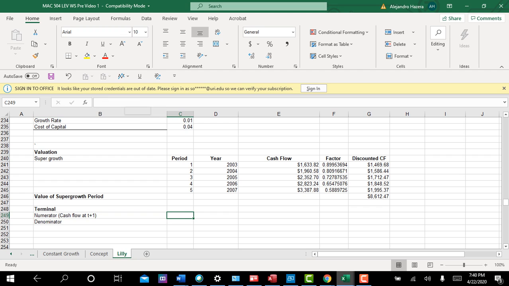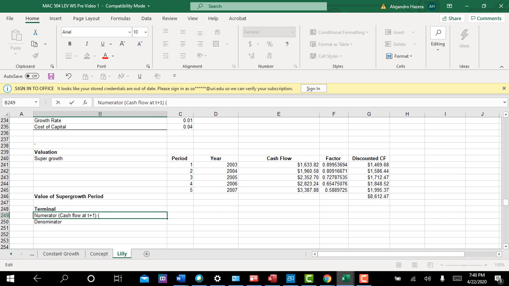And you should know pretty much by now how we get that. We're going to grow the final cash flow times 1.01. That's our growth rate. We'll do the calculator second. The denominator is the terminal value, the constant growth cost of capital. So it's just the cost of capital minus the growth rate.